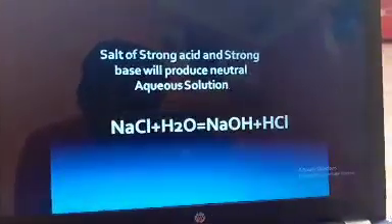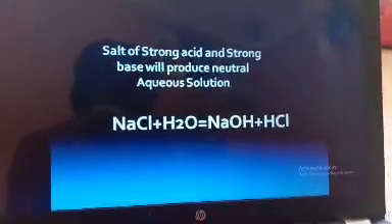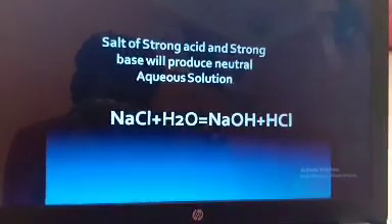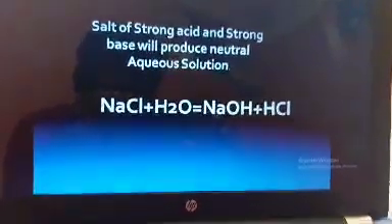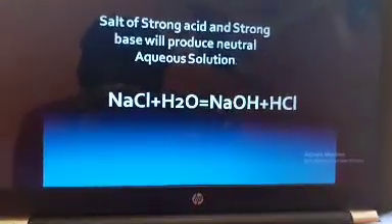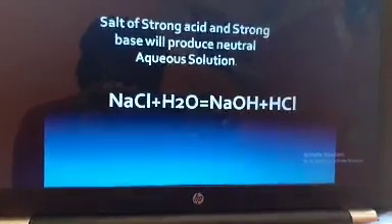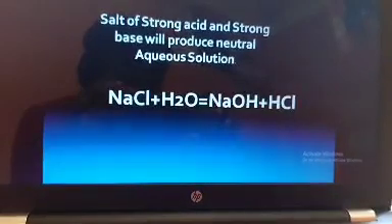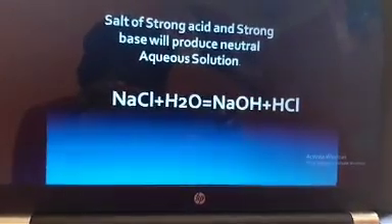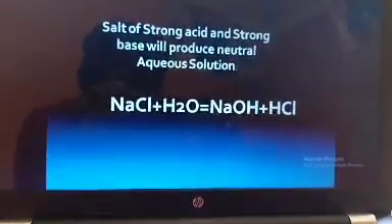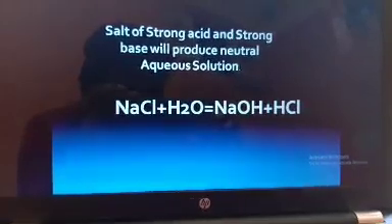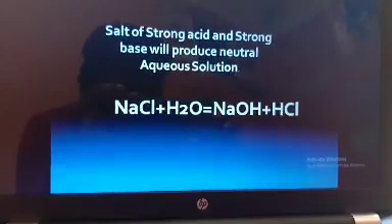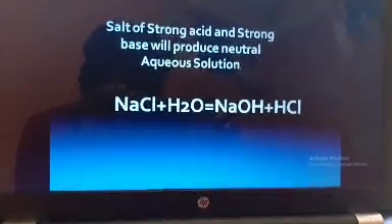Let us take the example here. You know that the salt of a strong acid and a strong base will produce a neutral aqueous solution. Here you can see that it's written NaCl reacts with H2O, means it is dissolved in water, then it produces NaOH and HCl. Consider the base produced here, NaOH, it's a strong base, and also HCl, it is a strong acid. Now see, as both the acid and base are strong, its solution will be neutral.